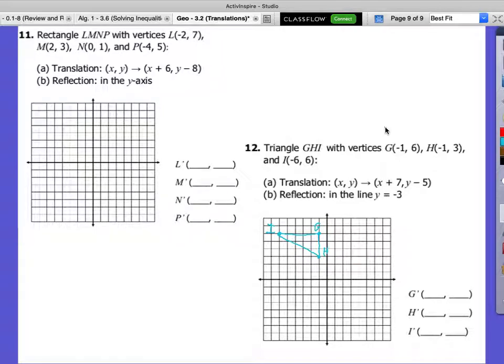Okay? So for our work in progress, once again, I'm going to write it out with the numbers.